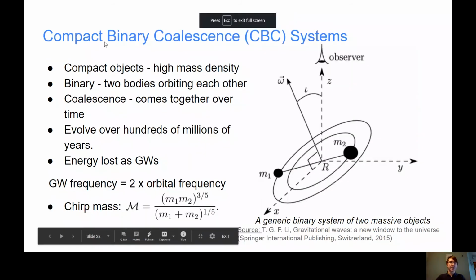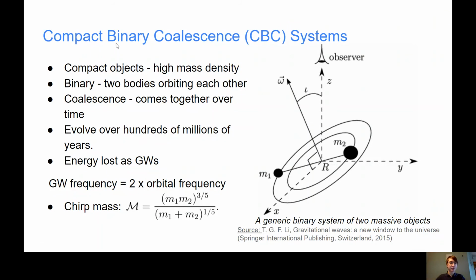One particularly interesting type of system are compact binary coalescence systems. They involve two compact objects orbiting a common center of mass. Over millions of years, the orbits shrink due to energy lost as gravitational waves. These waves have frequency twice that of the orbital frequency. This causes the bodies to eventually come into contact and merge or coalesce.